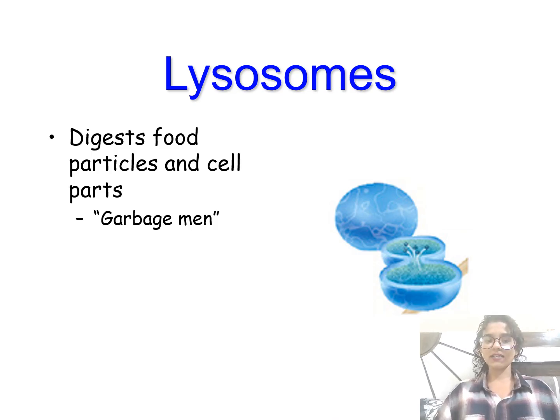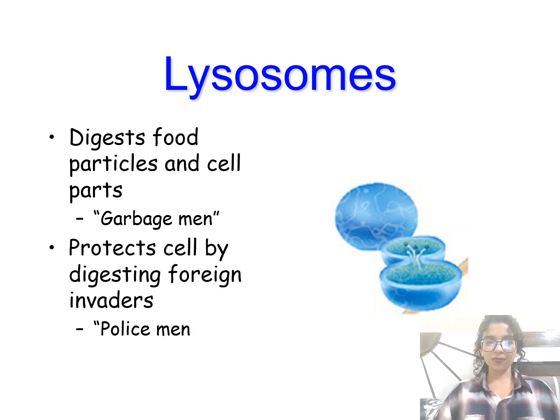Lysosomes are also known as suicidal bags. Let me tell you why. It digests the food particles and cell parts. It protects the cell by digesting foreign invaders. Just like if anything unnecessary by mistake enters into the cell membrane, then it is digested by the lysosomes so that it cannot harm the cell. But on the other hand, if the lysosomes अगर उन्हें थोड़ा सा भी ऐसा feel हो that the cell is not properly functioning, then they can act as suicide bombs and they can just destroy the cell.